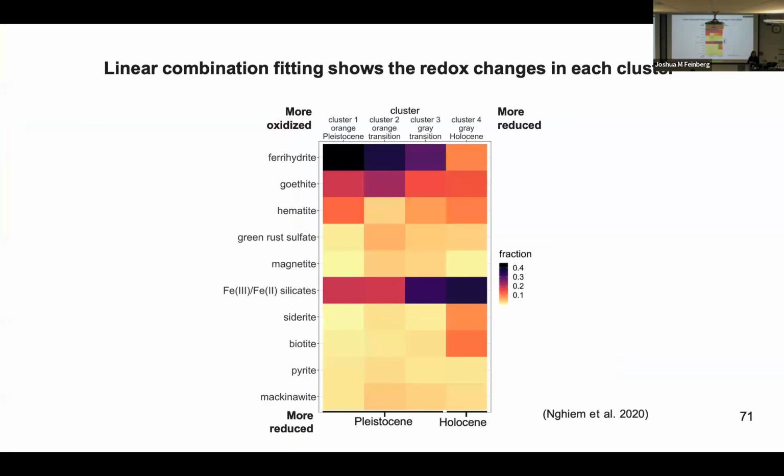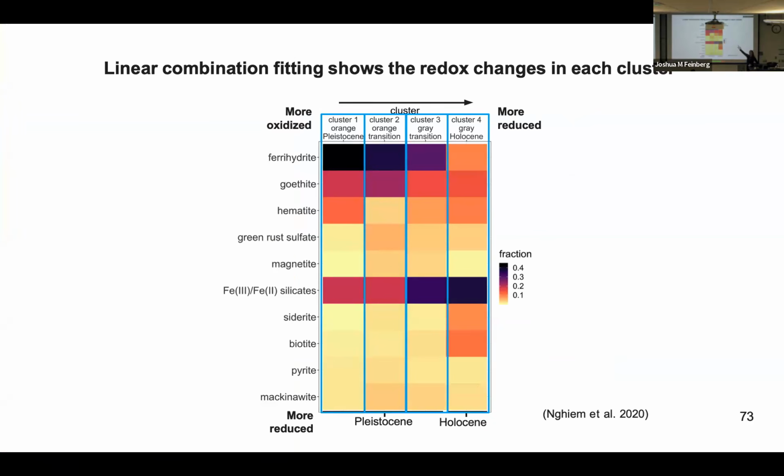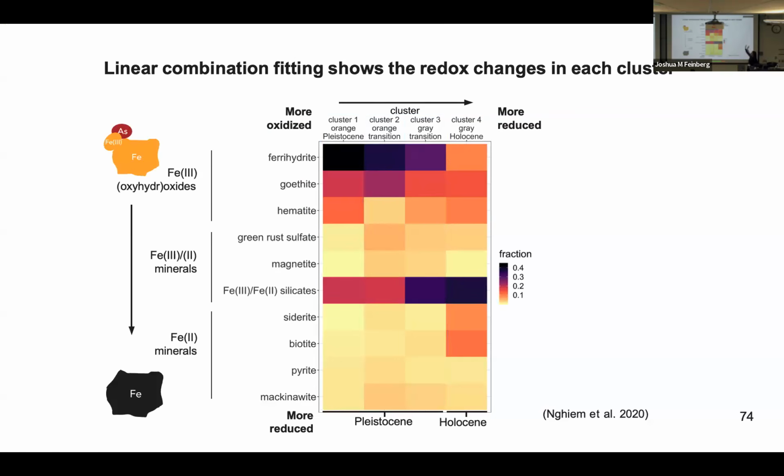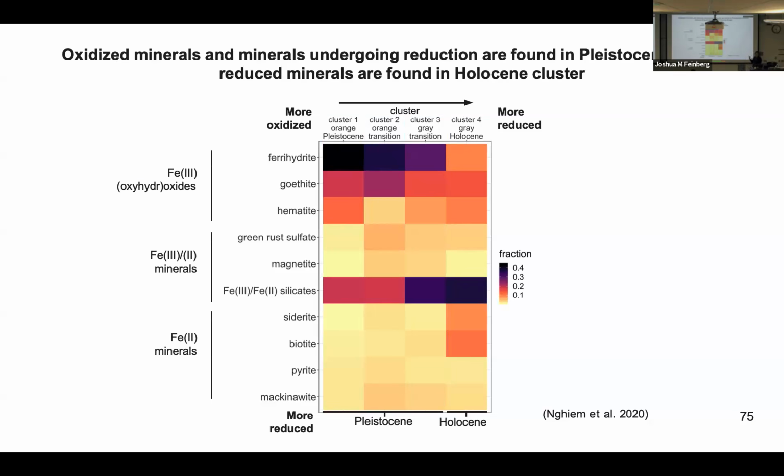Okay, so what does this result look like? I'll walk you through this heat map, but essentially linear combination fitting shows the redox changes in each cluster. Across the top on the x-axis, we have our different clusters, cluster 1 through cluster 4, going from more oxidized to more reduced. And the color in each of these boxes indicates the average fraction in that bin. On the y-axis, we have our iron minerals going from generally more oxidized to more reduced. And we can start to see these trends that occur, including that the oxidized minerals and minerals undergoing reduction are found in the Pleistocene cluster, and reduced minerals are found in the Holocene cluster.